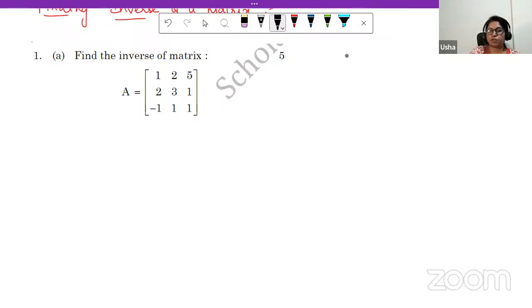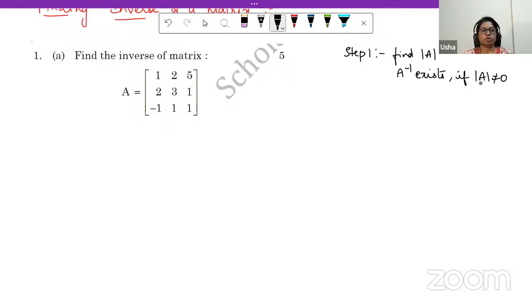First step is, you need to find the determinant. Step 1 is finding the determinant of A. Inverse exists only if determinant A is not 0. If determinant A is equal to 0, then A is called a singular matrix. If it is not 0, it is called a non-singular matrix, so A inverse exists. A inverse exists if determinant A is not equal to 0.